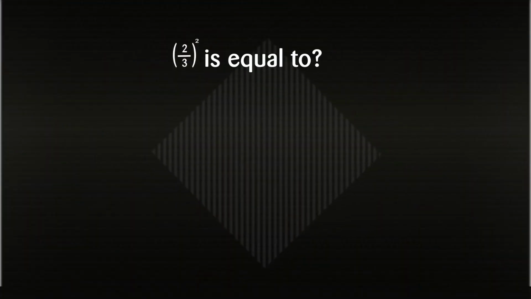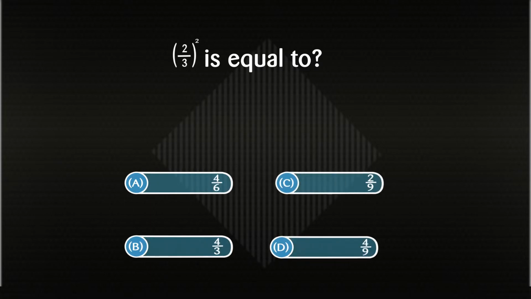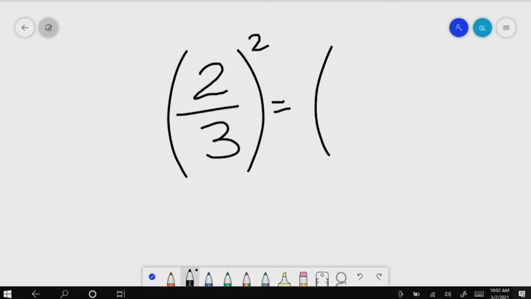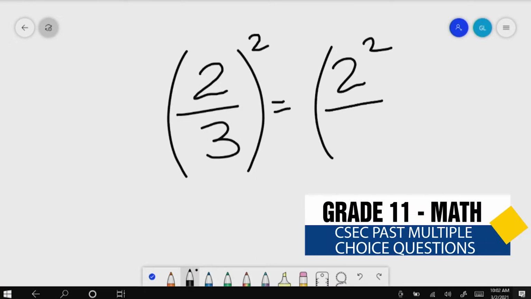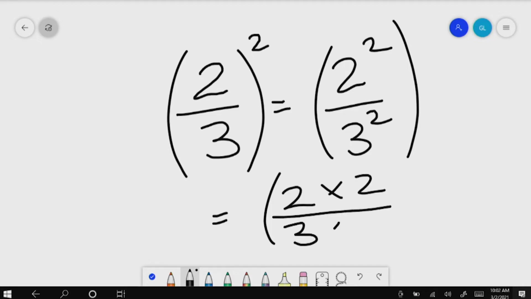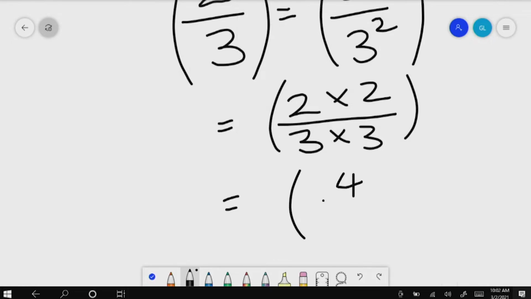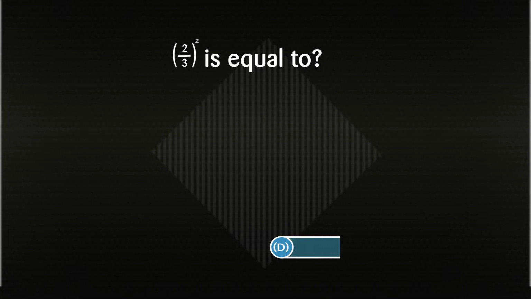This question reads, and it involves laws of indices. If we have a fractional quantity 2 upon 3 raised to the second power, what is this equivalent to? Now this would have been the same as 2 squared upon 3 squared, squaring each quantity. Now 2 squared would have been 2 times 2, and 3 squared would have been 3 times 3. In computing this, 2 by 2 gives us 4 upon 9. So our solution for this question is D, 4 upon 9.